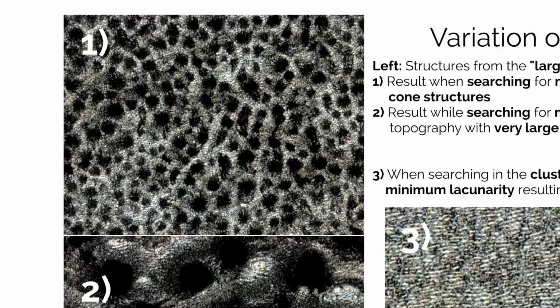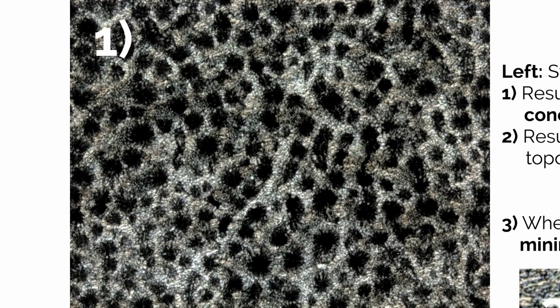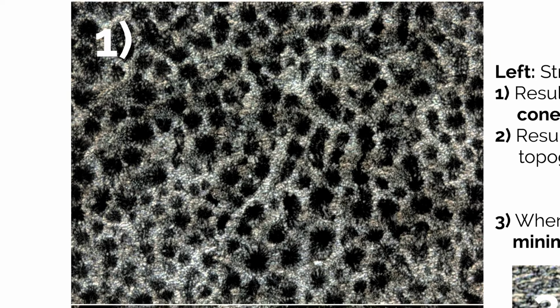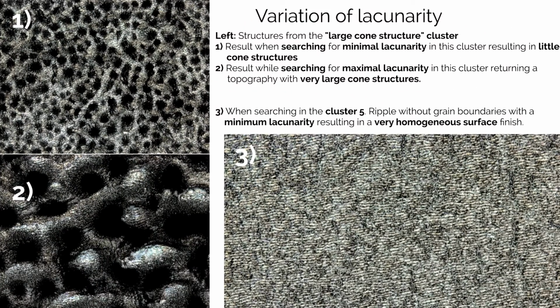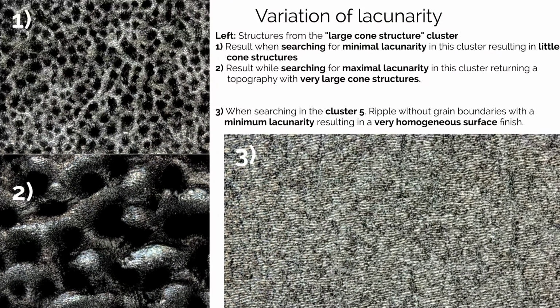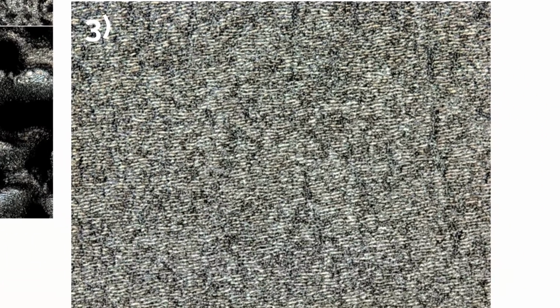On the left you can see structures from the large cone cluster. The first image is the result when searching for minimal lacunarity in this cluster, resulting in little cone structures, while the second result is while searching for maximum lacunarity in this cluster, returning a topography with very large cone structures. The third picture is when searching in cluster 5, ripple without grain boundaries, with a minimum lacunarity resulting in a very homogeneous surface finish.